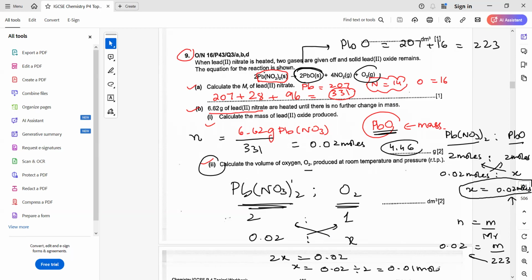mole. But they were not asking us about moles, they were asking us about volume. So now we can use this formula. We have 0.01 moles, volume over 24. So volume would be 0.01 times 24. So that would be 0.24 liters. Do you guys get this? That's nice. Good job, Hassan.